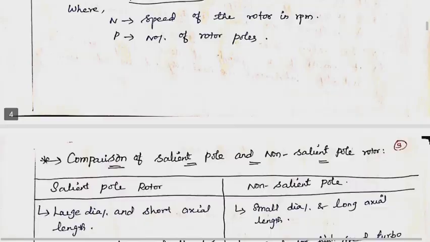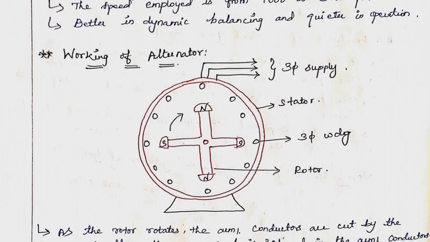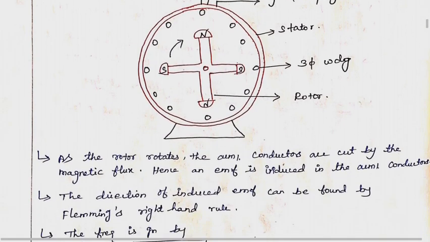Then we will see about the working principle and working of the alternator. This is the overview of the alternator. The three-phase winding is on the stator, and the rotor is placed in the center of the stator. Then the rotor rotates, the armature conductors cut the magnetic field, and hence an EMF is induced in the armature conductors. This is the basic fundamental principle of a generator. The direction of the induced EMF is found by Fleming's right hand rule.